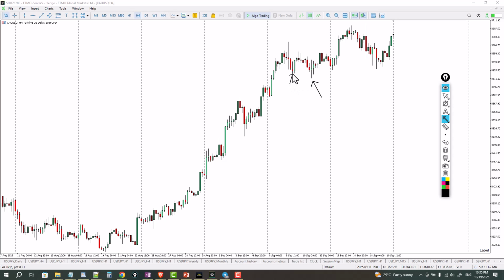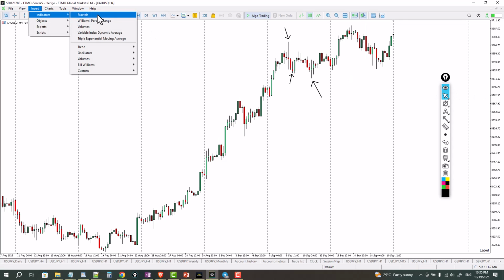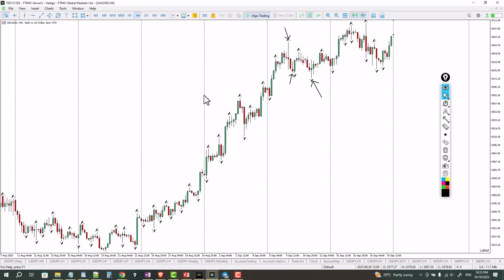The same thing could be said for this, and for this candle also. I know this is a swing high because the two candles before it, their highs are not as high as this. Two candles after it, their highs are not as high as this. Okay, so with that said, let's add the fractal indicator onto the chart.